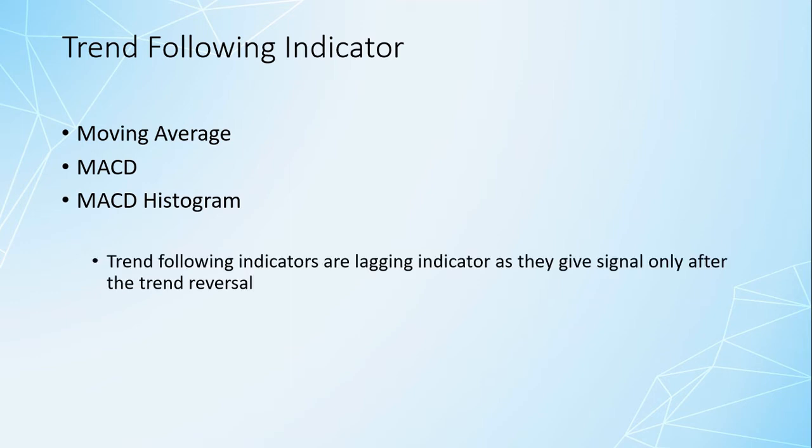But trend following indicators are lagging indicators, as they give signals only after the trend reversal happens. If you are in a downtrend, the moving average will give you bullish signals only after there is a trend reversal. So we might lose the initial move, because we are not able to find out where the trend reversal happened. These indicators give us the signal only once the trend has been reversed.